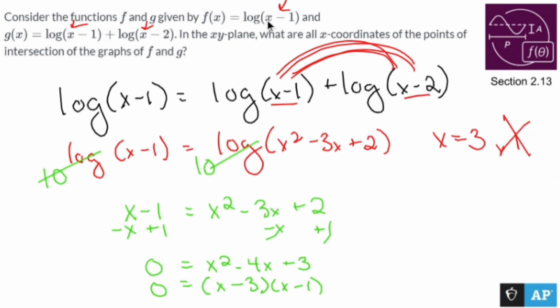Can I plug in 3? Yep, because you get log of 2 and log of 1. So I can plug in 3. So whenever you're solving a log problem and you see two potential answers, always check. Because usually if that's the case, one of them's not supposed to work. And in this case, the one that didn't work was 1.